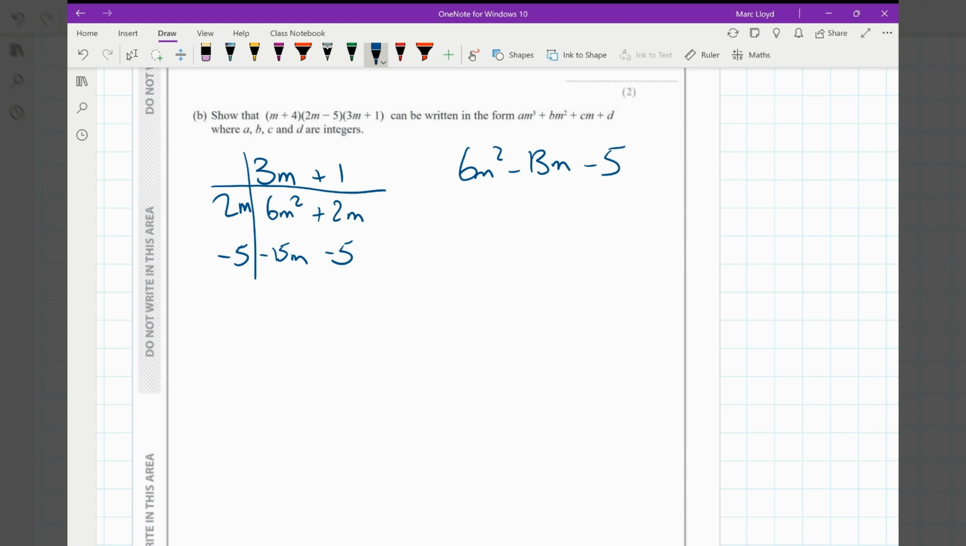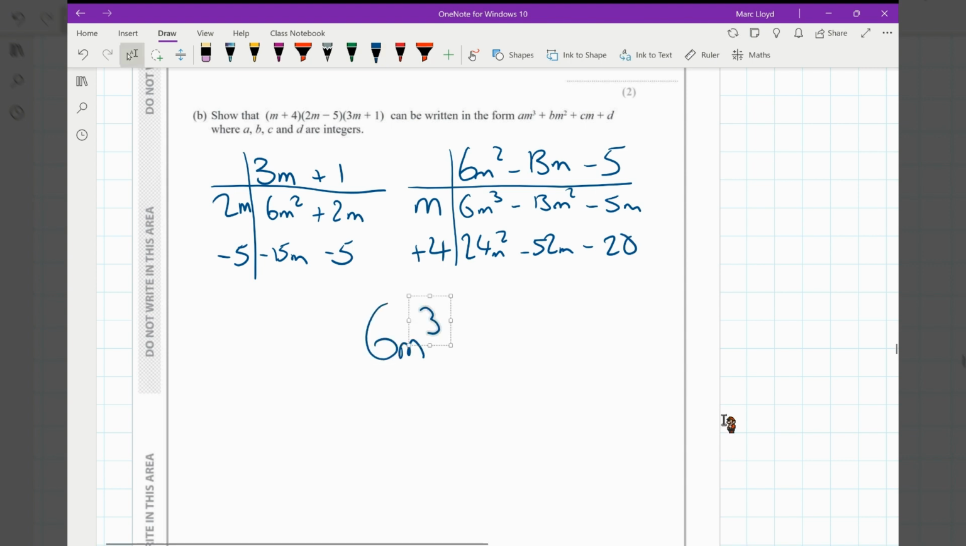Now we're going to multiply that by that third bracket that I left, and it's the easier one. So effectively, the top row, all we're doing is raising the power of m by 1. And then for the next row, everything's just multiplied by 4. So 24m squared. Take away 52m, take away 20. Now, when we write out our answer, the 6m cubed is fine. Our m squareds need to be collected. So we have 11m squared. 52 and 5 make 57. And then we just put that minus 20 at the end.